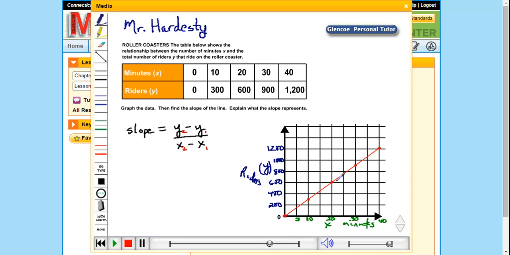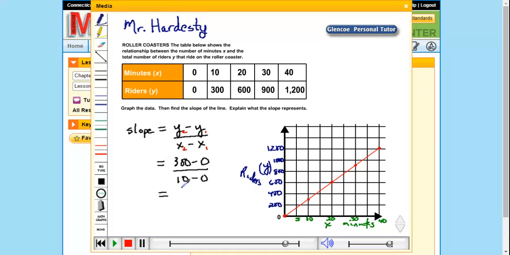We can now pick any of our 5 points or ordered pairs and calculate slope. Let's choose 0, 0, since the line passes through the origin, and 10, 300, our first 2 points. And for the y's, we'll plug in 300 minus 0. That's our second y minus our first y. All over 10 minus 0. Our second x minus our first x.